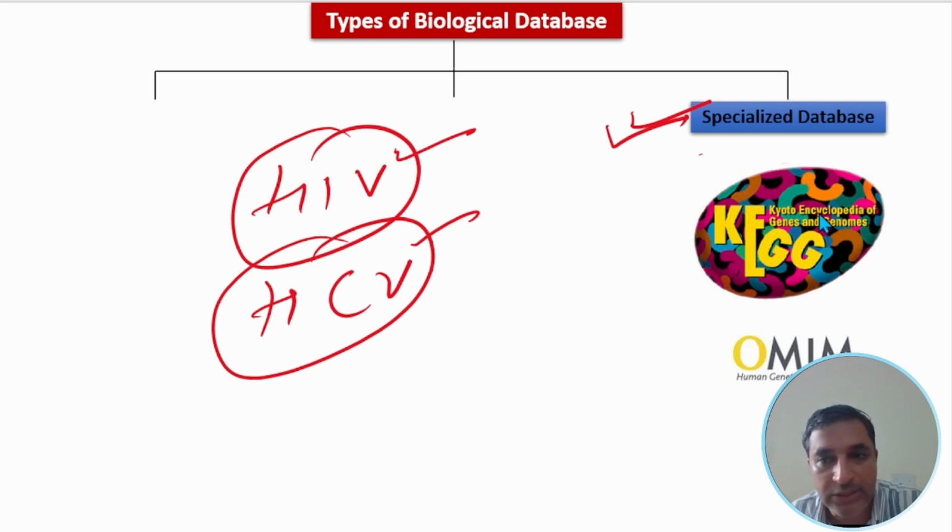Another popular example of a specialized database is KEGG, the Kyoto Encyclopedia of Genes and Genomes. In addition, OMIM, which stands for Online Mendelian Inheritance in Man, is also an example of a specialized database.